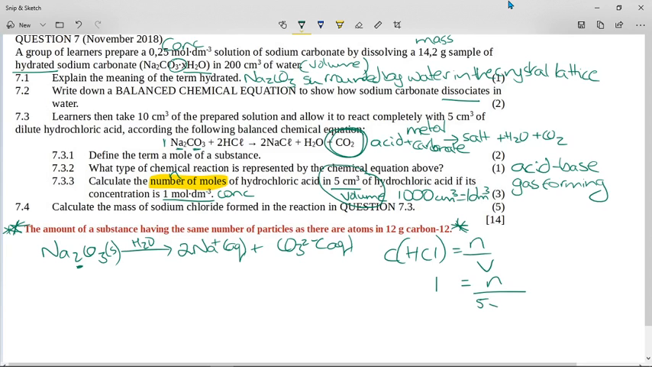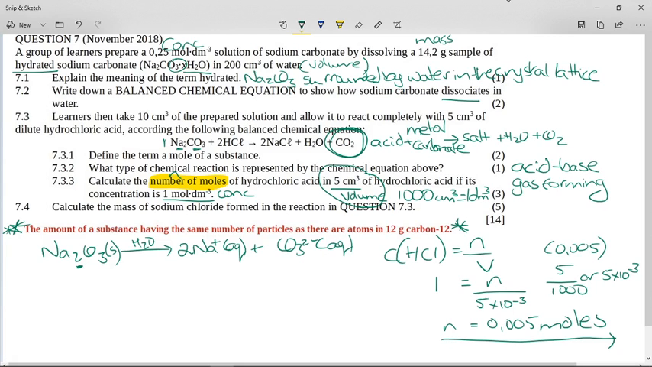So this is going to be 5 times 10 to the negative 3, which is the same as 0,005. Either way, 5 over 1,000, it's the same thing, or 5 times 10 to the negative 3. These are all the same way of writing the same number. So if you do a little bit of cross multiplication across the equal sign there, you will end up with n equals 5 times 10 to the negative 3, or 0,005. And then what is the unit of this? The unit is moles. They were asking you the number of moles, so make sure you put the answer as moles.